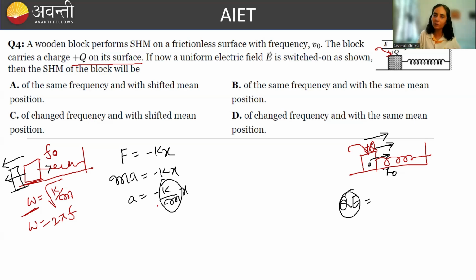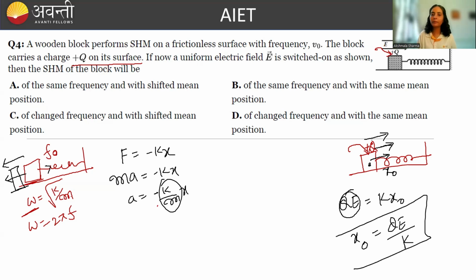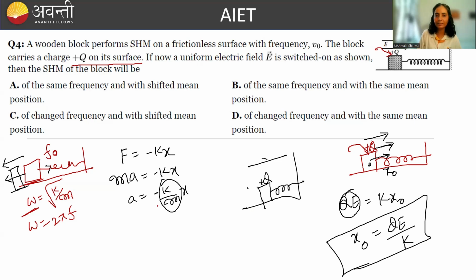The spring will oppose its motion until the spring force becomes equal to QE, so Kx naught. When the compression in the spring is QE by K, the system will come to rest. Now, when the spring has been compressed by distance x naught, there is a plus q charge and an electric field in this region. The electric field will not disturb it because QE is getting balanced by K x naught.